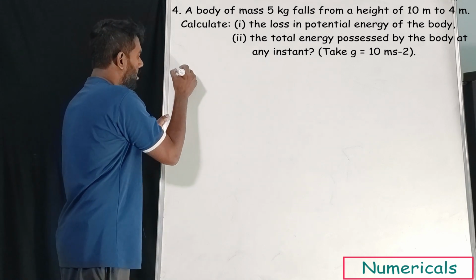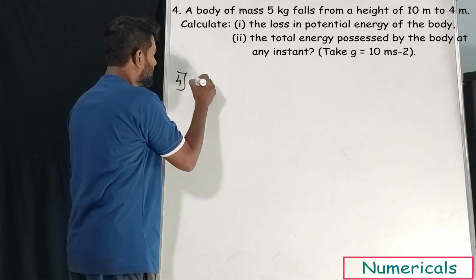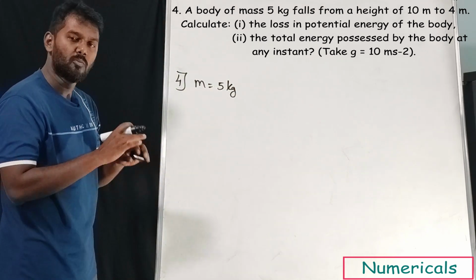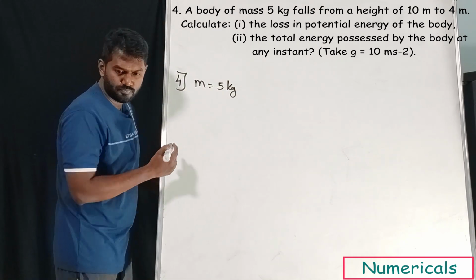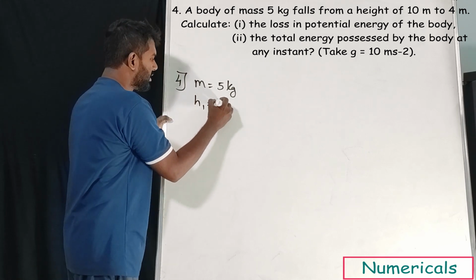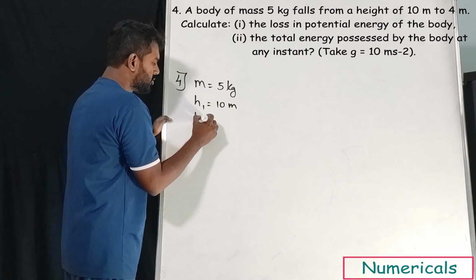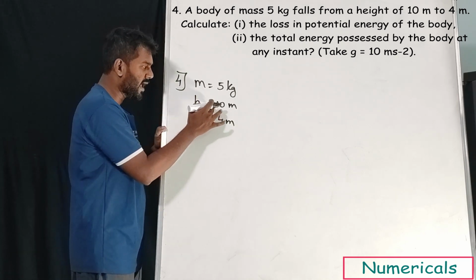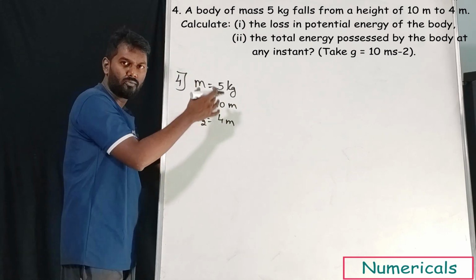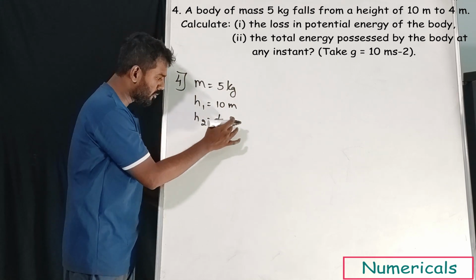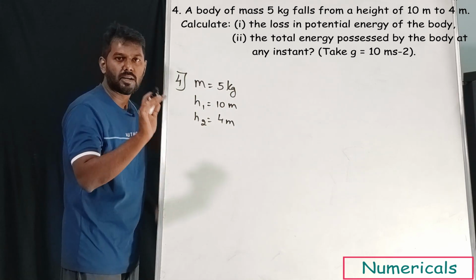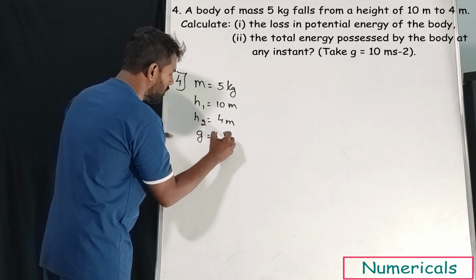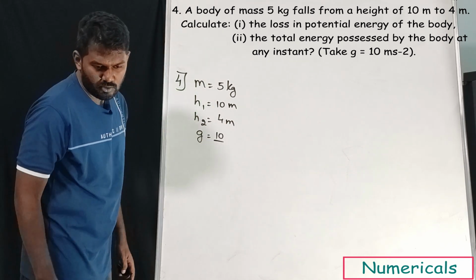Okay. Here mass is given as 5 kg. Then height, h1 is equal to 10 meter, h2 is equal to 4 meter. See, initially it was at h1, that is why I have taken h1 as 10 meter. Now from 10 meter it has fallen down to 4 meter, that is why I have taken it as h2. Now what are the remaining things given? G is equal to 10, don't worry about the units.